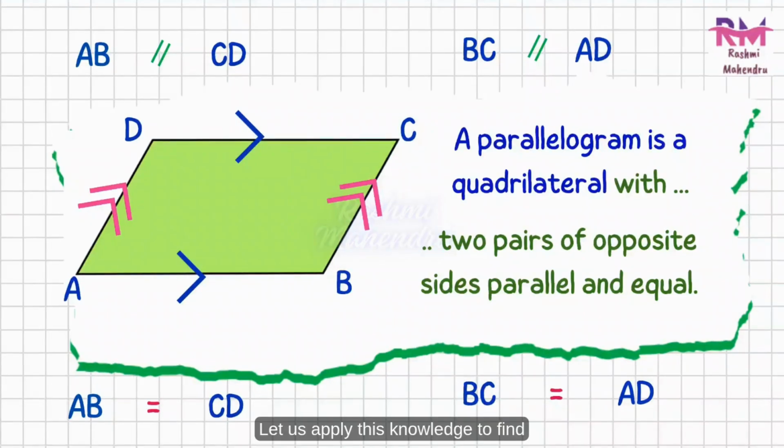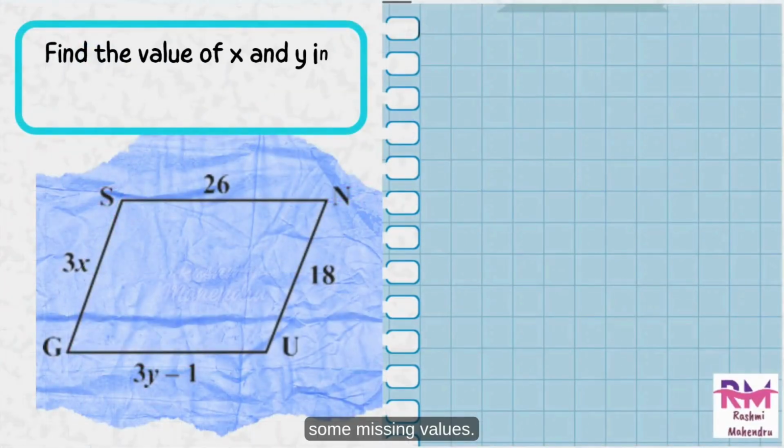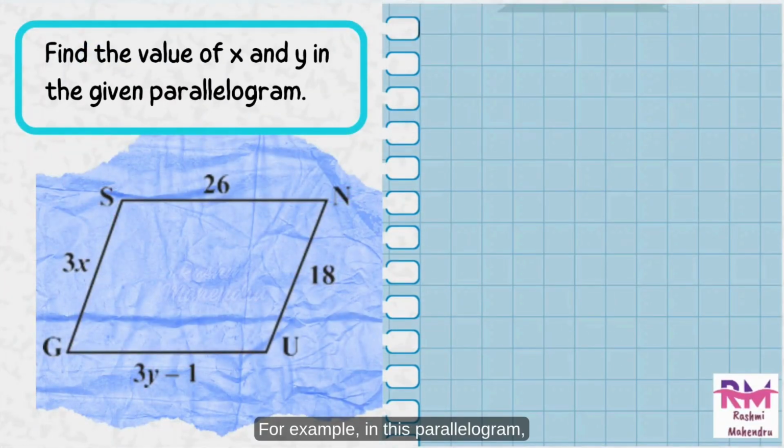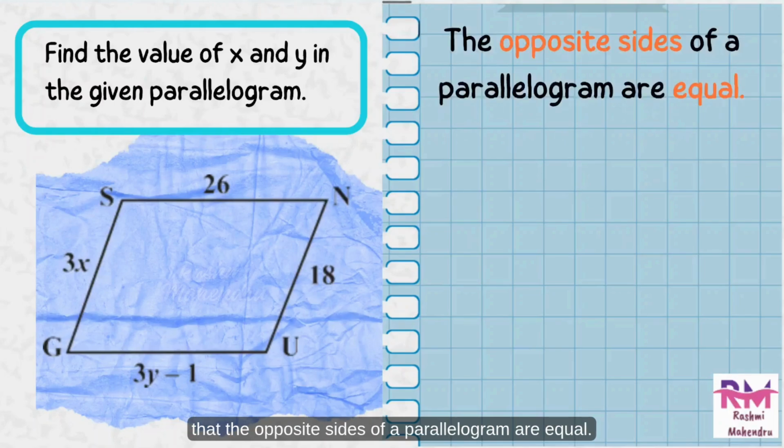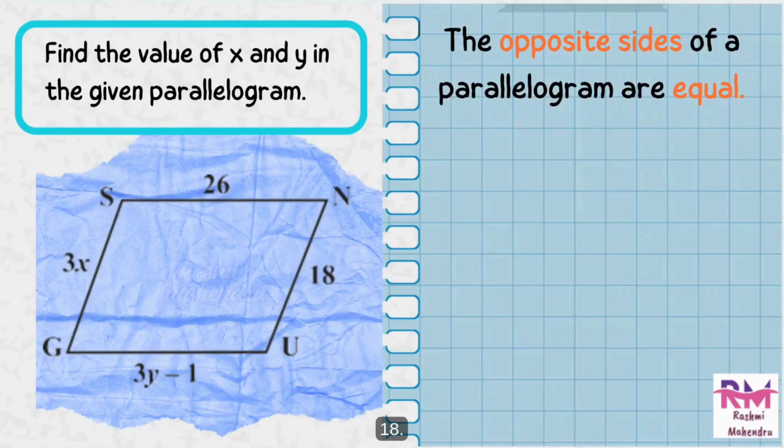Let us apply this knowledge to find some missing values. For example, in this parallelogram, we have been asked to find out the missing values x and y. In such cases, the first thing is to identify the given element. So, have we been provided with information on sides, or are these angles, or are they the diagonals? Clearly, they are the sides. So, the essential concept that comes to our mind is that the opposite sides of a parallelogram are equal. So now we will quickly equate 3x to 18.